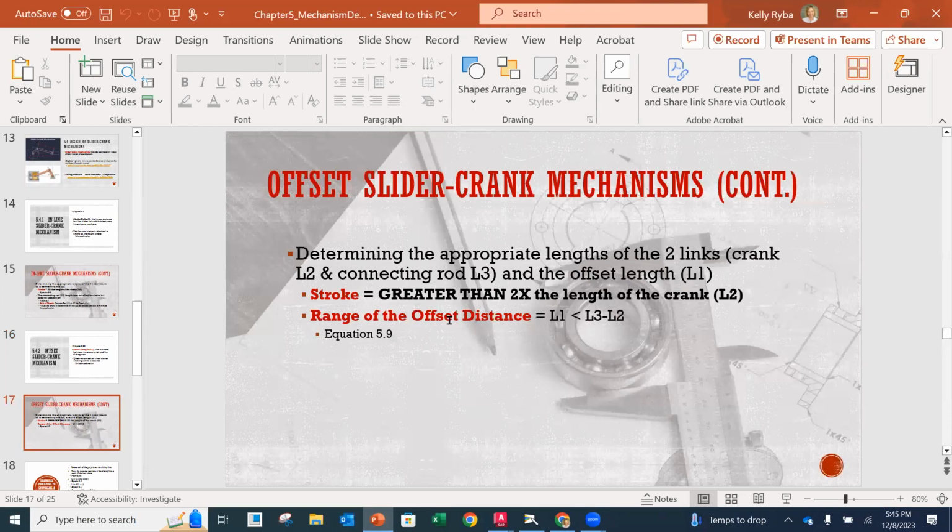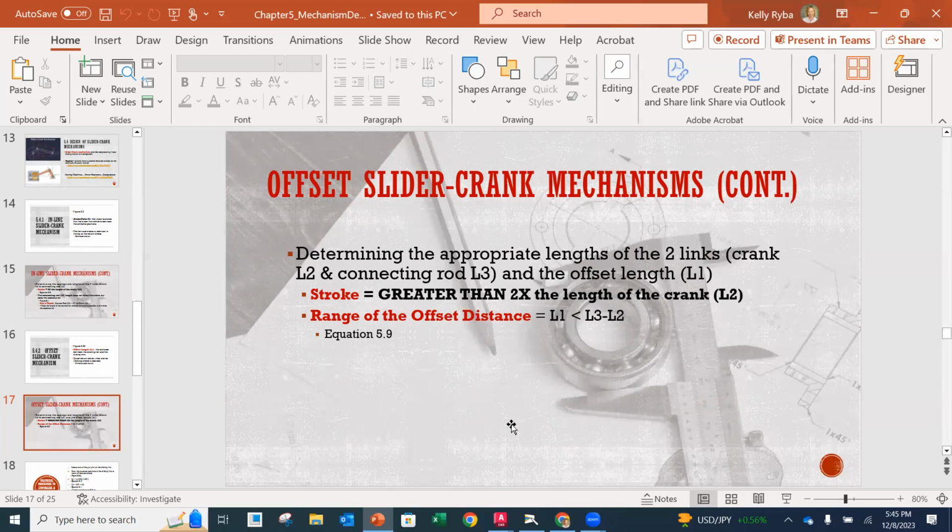Now, as we look at the offset slider crank mechanism, determining the lengths of those two links, the crank L2 and the connecting rod L3. First of all, the stroke is actually going to be greater than 2 times the length of the crank. And the range of the offset distance, L1, how much can that be? That has to be less than whatever you decide your length of link 3 is minus the length of link 2. So that equation is there as well.